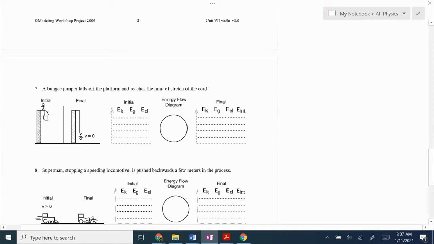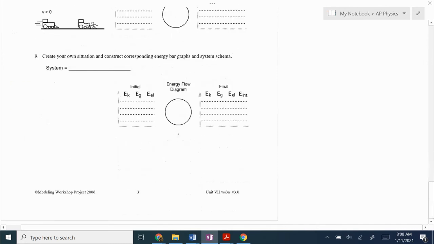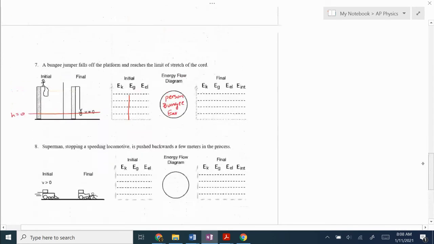Okay, next up, for number 7, I would recommend that you just choose h equal to 0, meaning that it has 0 gravitational energy when he's all the way stretched out. So he starts out with all gravitational energy. Oh, I suppose we could put the person in the system. We should also probably put the bungee in the system, and we should probably put the Earth in the system because it has gravitational energy here.